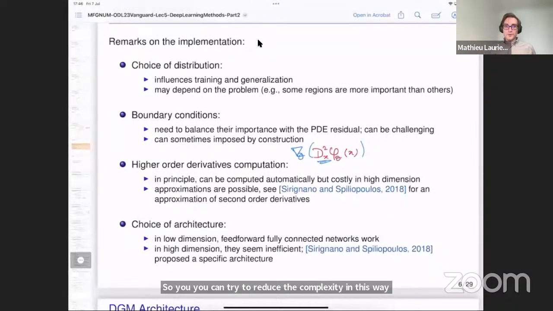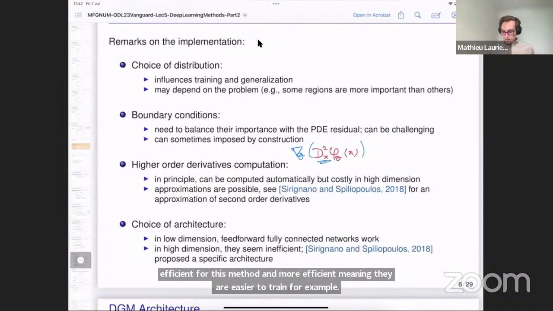Choice of architecture. This is also very important. In fact, in low dimension, at least based on my experiments, feed-forward fully connected networks seem to work pretty well. When I say low dimension, I mean maybe 2, 3, 4, 5 or of this order. But when you go to higher dimension, they are pretty hard to train. In principle, you have a universal approximation result, but in practice, you may need very, very wide or very, very deep networks, and it may take a very long time to train. It seems that there are some other architectures that are more efficient for this method. More efficient meaning they are easier to train, for example.